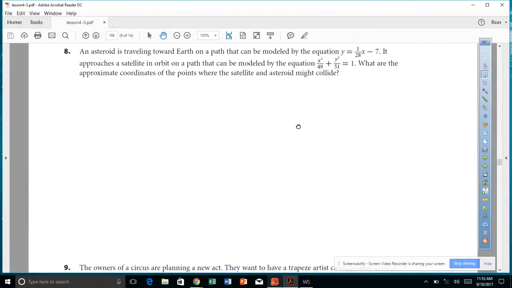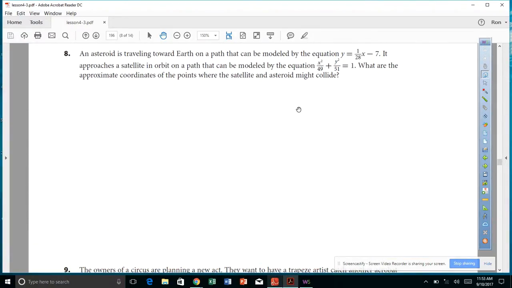Your turn. An asteroid is traveling towards Earth on a path that can be modeled by the equation y equals 1 over 28x minus 7. It approaches a satellite in orbit on a path that can be modeled by the equation x squared over 49 plus y squared over 51 equals 1. What are the approximate coordinates of the points where the satellite and asteroid might collide?